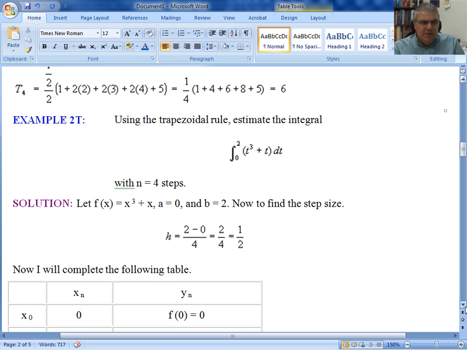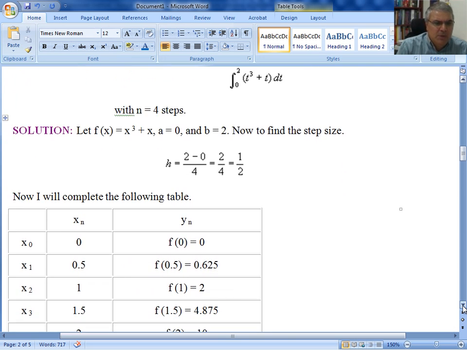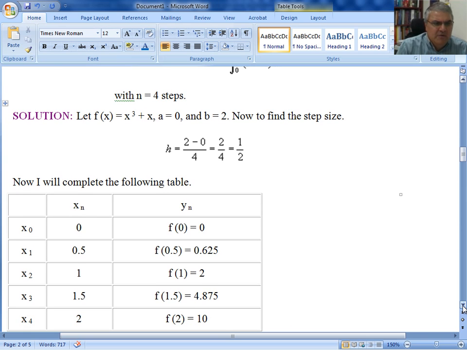We try to estimate the integral of t cubed plus t dt from 0 to 2. We are using 4 steps. Again, we would let f of x be our function, in this case x cubed plus t, or you can simply keep that function the way it is. Instead of x sub 0, you're going to have t sub 0, t sub 1, t sub 2, t sub 3, and t sub 4.